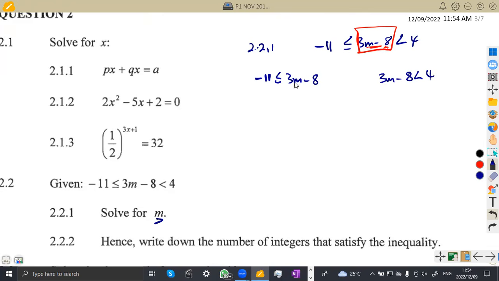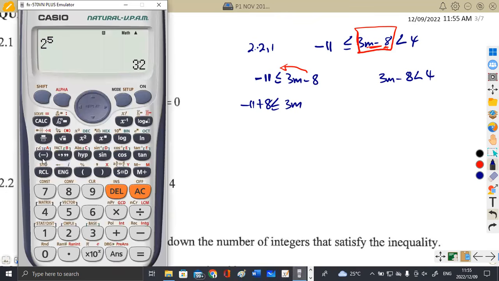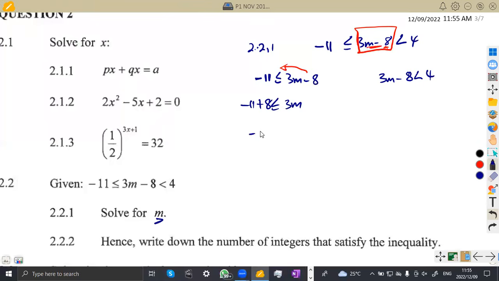From that, we are going to solve separately. As you can see, it's now those basic inequalities that you are used to. So you can transpose -8 to that side. It's going to add, so it will be -11 plus 8 is less than or equal to 3m. -11 plus 8, you can just add on your calculator, guys, if you do not know these values. That's -3. So -3 is less than or equal to 3m.